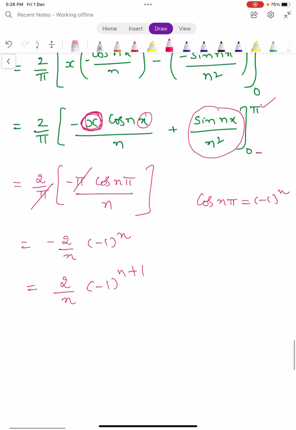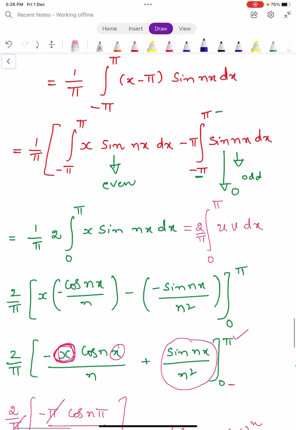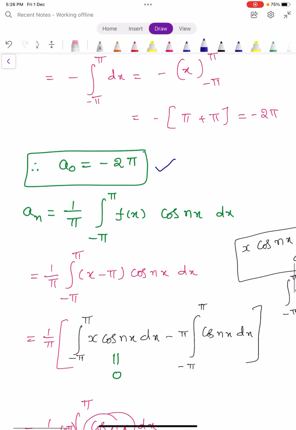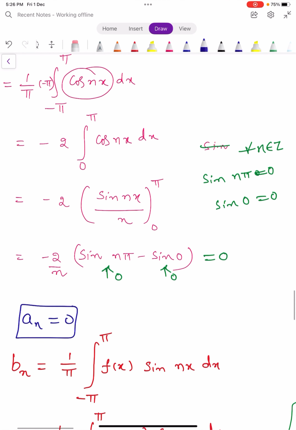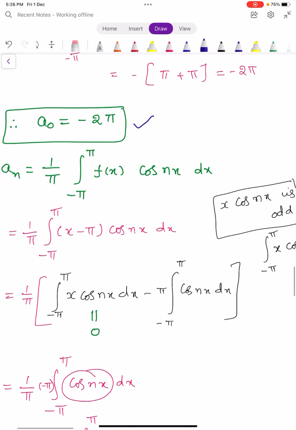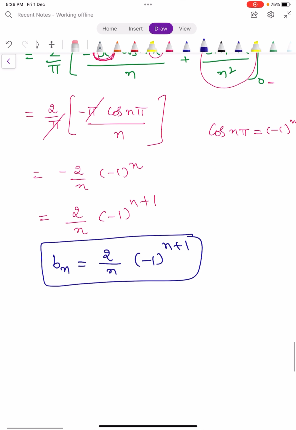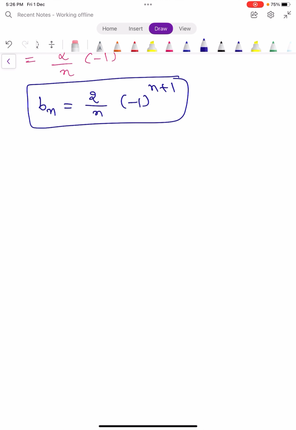So what is bn? Finally you get bn is equal to 2 by n into minus 1 power n plus 1. So we have all three values. You observe that a naught is equal to minus 2 pi, a n is equal to 0, and bn we get 2 by n into minus 1 power n plus 1.